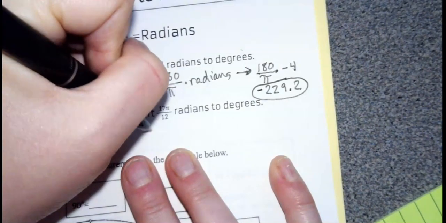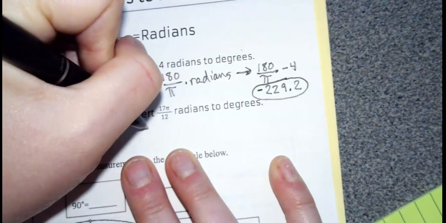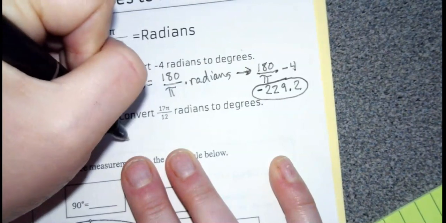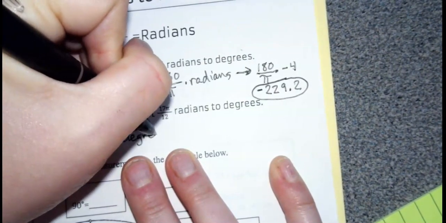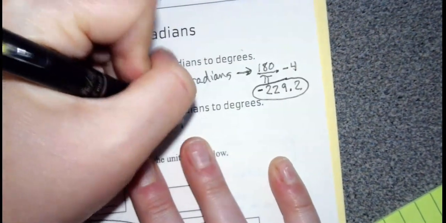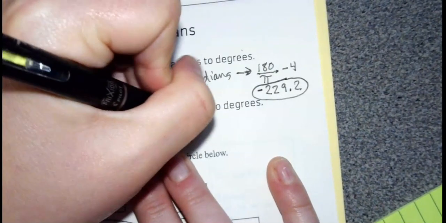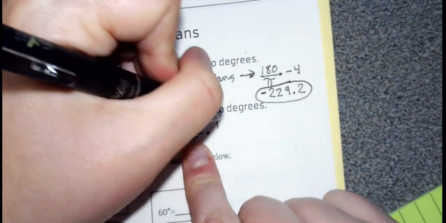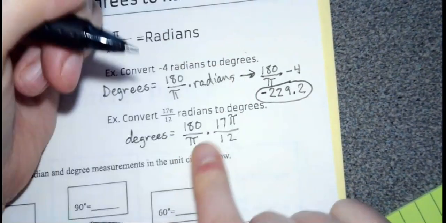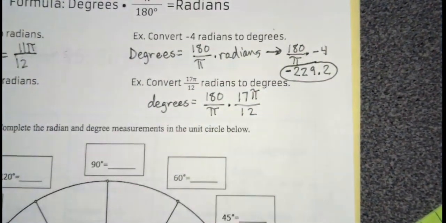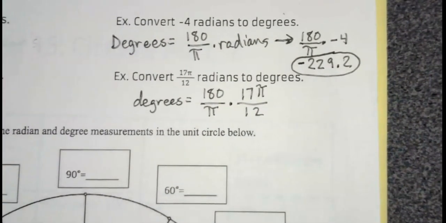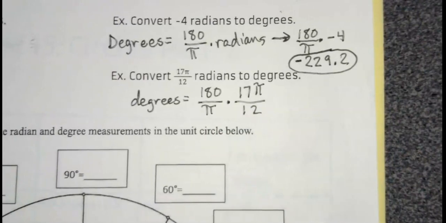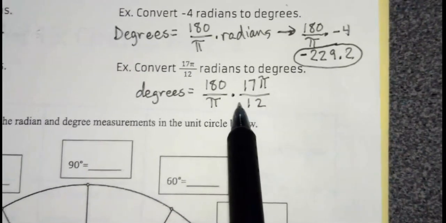All right, so this one we have radians to degrees. So degrees equal 180 over pi times this 17 pi over 12. Things that happen here, people get confused, and they want to cross multiply this. Don't get crazy. We're not cross multiplying. There's no equal sign in between this. You can just type all of this in the calculator.